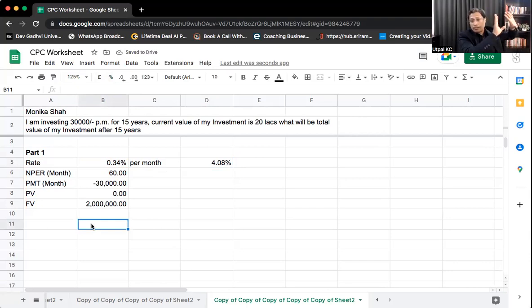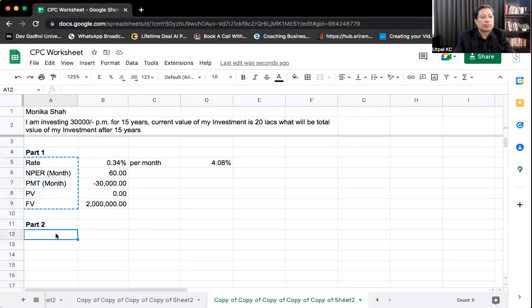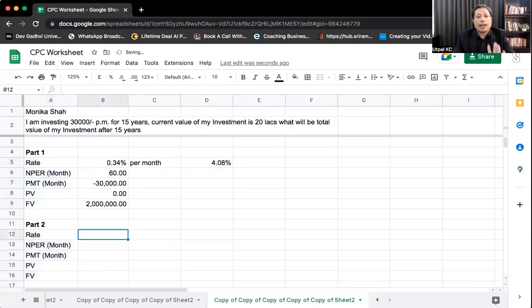Part 1 is gone. Now part 2. Understood? Now part 2, Bahubali part 2. Now part 2, going forward. Again the same thing, the rate. You are getting the same rate.